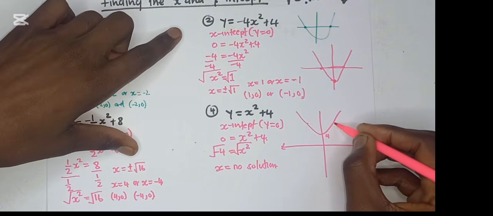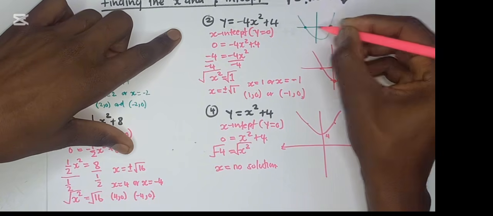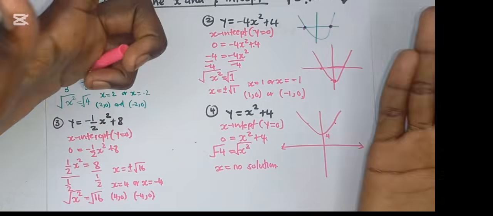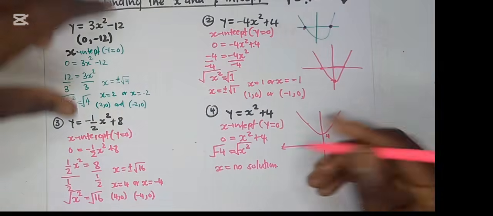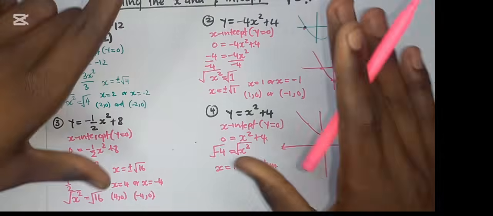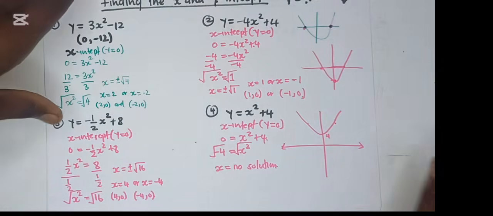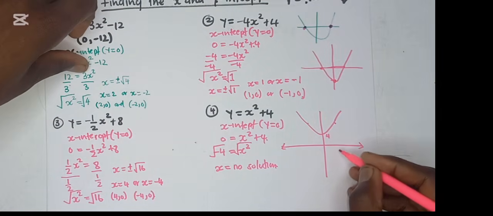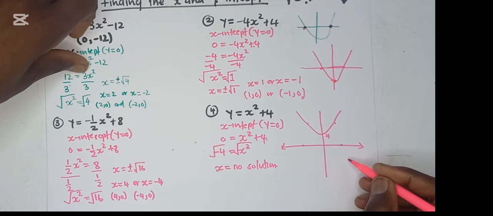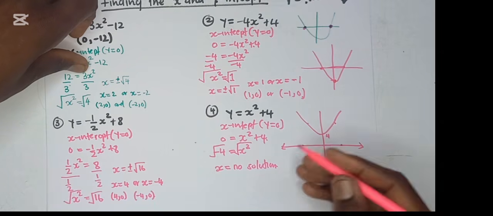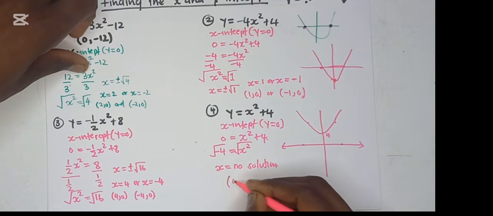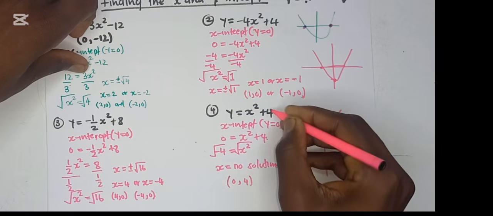Remember, the x-intercepts are the points where the graph touches the x-axis. So whenever you try to solve for the x-intercept and you get undefined, don't be scared. It's still correct. It means that that kind of graph does not touch the x-axis. This one will only have the y-intercept, which is going to be (0, 4), which is this one.